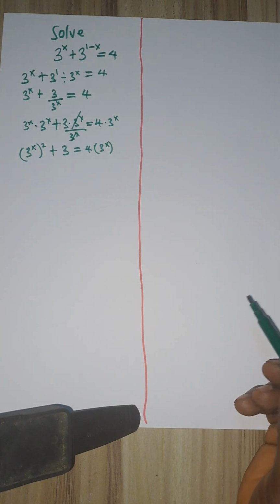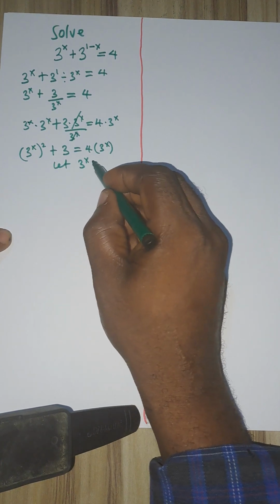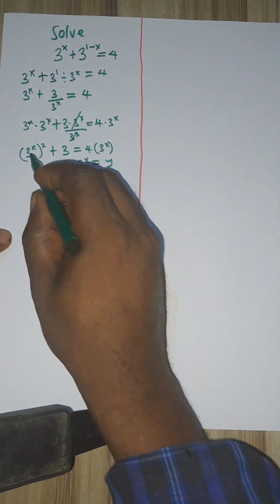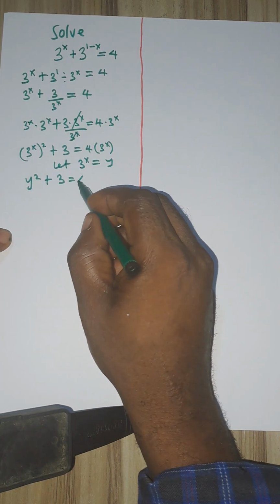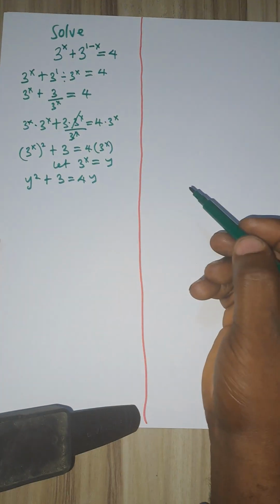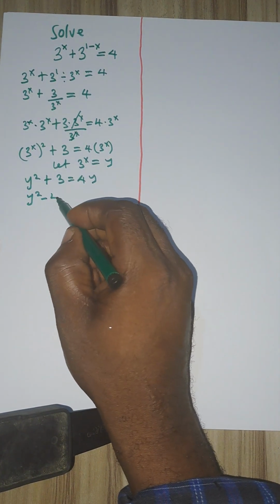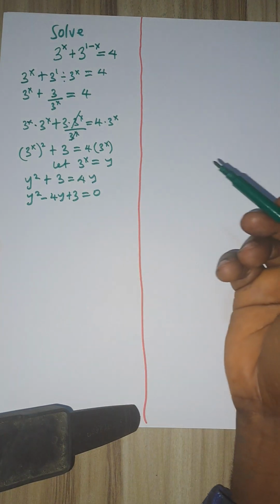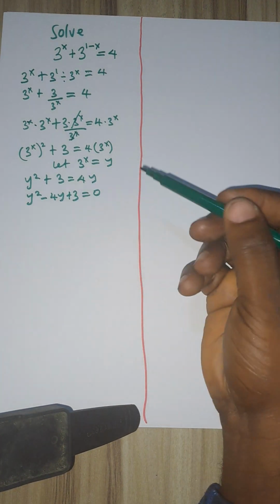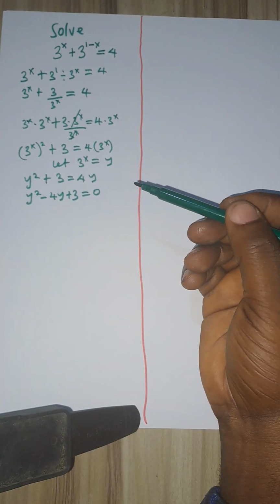Now we can say we select 3 to the power of x equals y, for instance. So we would have y squared plus 3 equals 4y. If we rearrange, we have y squared minus 4y plus 3 equals 0. You can solve it using the quadratic formula, the factorization method, or completing the square.